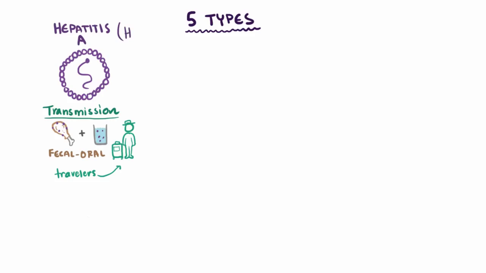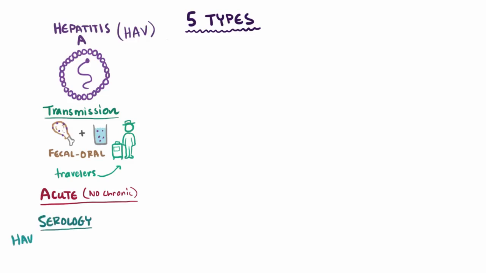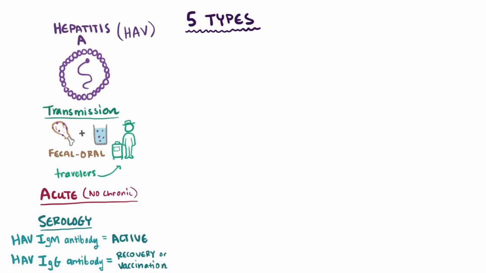Hepatitis A virus, or HAV for short, is almost always acute, and there is essentially no chronic HAV. If we're talking serological markers, an HAV IgM antibody indicates an active infection, whereas an HAV IgG antibody is a protective antibody that tells us that there's been recovery from HAV or vaccination in the past.